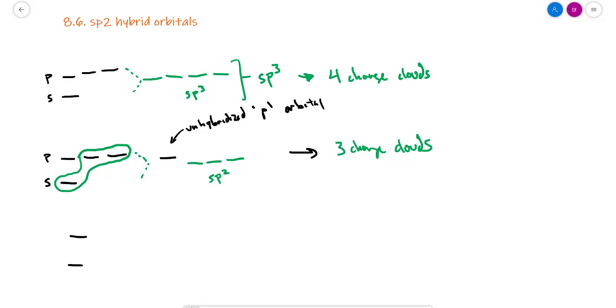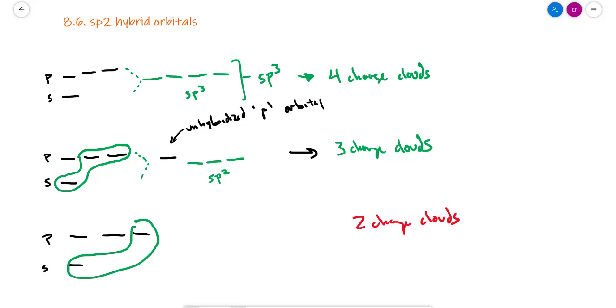The last type of hybridization would be if you've got s and p and you're trying to accommodate 2 charge clouds, then you only need 2 hybrid degenerate orbitals, in which case you're going to hybridize just 2 of these like this, and that's going to give you 2 p orbitals unhybridized, and then you'll have 2 what we call sp hybrids.